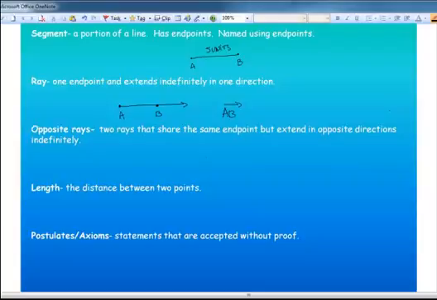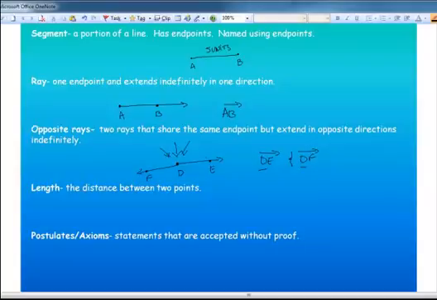Now, opposite rays are two rays that share the same endpoint, but extend in opposite directions indefinitely. So if we have a ray, and we'll switch up the letters now, ray DE, it's a ray that shares the same endpoint, so they have to start at the letter D, and it's going to head in the complete opposite direction. Notice that they share this letter D in the middle. Because they share this letter in the middle, ray DE, notice my notation, and ray DF, they both start at the same letter, but head in opposite directions from each other. These are opposite rays, ray DE and ray DF.